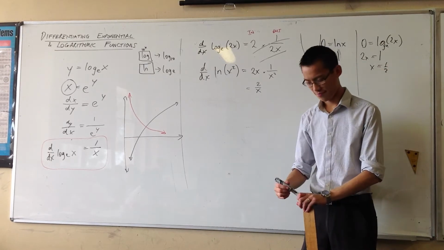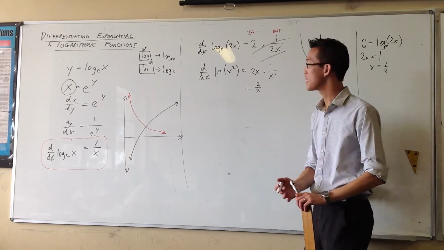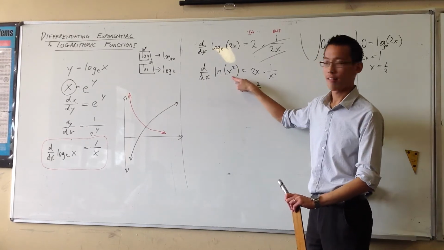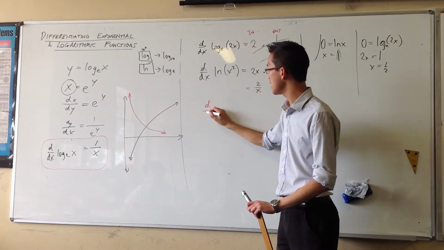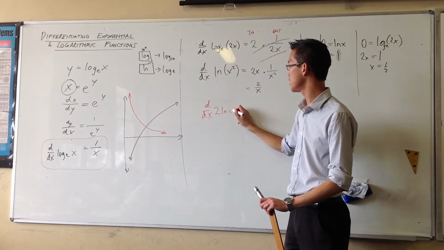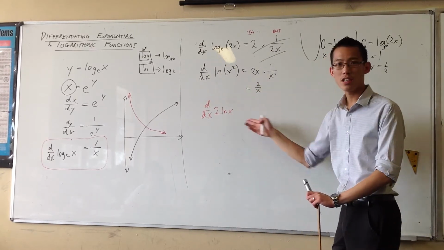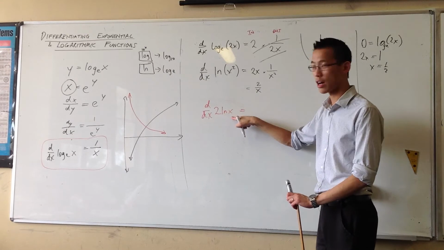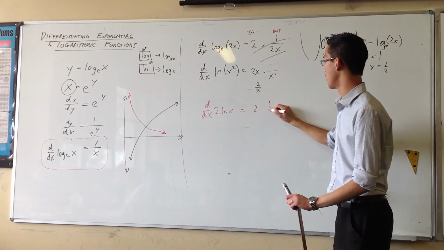Now hold on. If you remember your log laws, you should have anticipated that. Think about this guy. That 2, that power, is really just the coefficient. You bring the 2 from up there, bring it out the front. So of course when you differentiate this, it should be 2 times whatever that was, which is 2 times 1 over x.